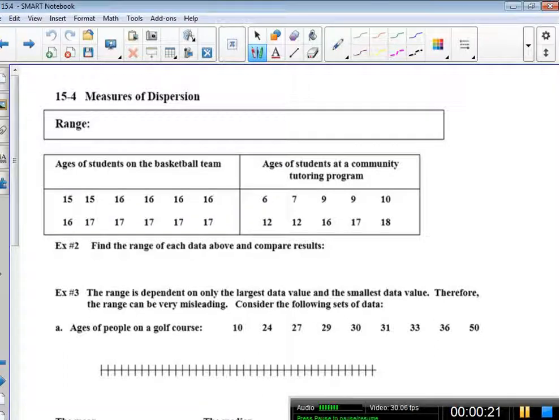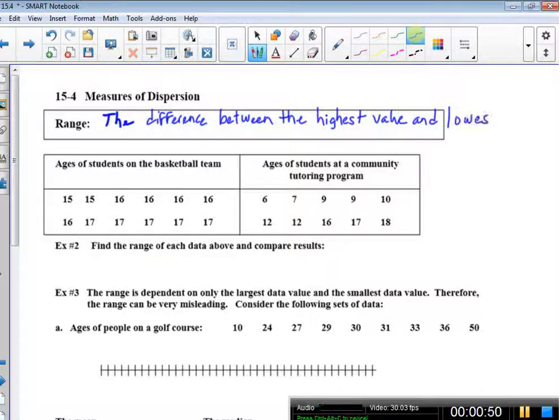So the range is the difference between the highest value and lowest value of a set of data. So the difference between the highest value and lowest value of a set of data.